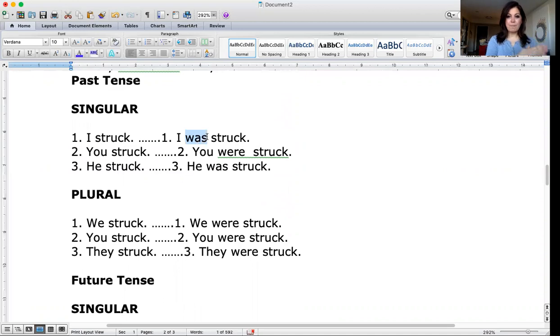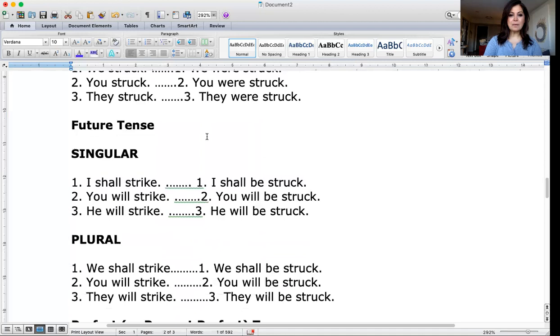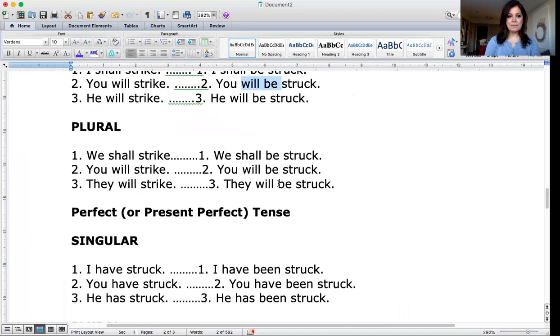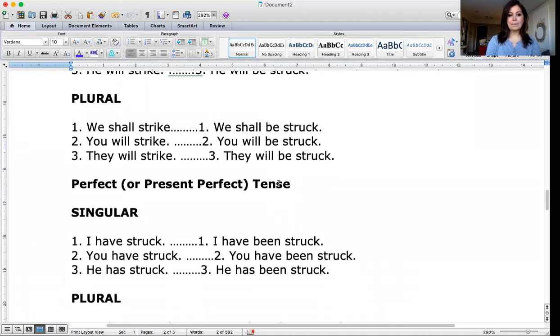If you have verb be in the past, that is past passive. If you have verb be in the future, for example, you will strike, which happens in the future, future passive would be you will be struck. So pay attention to the verb be structure. Any tense that you want to change, you must change the verb be before anything else. It happens in a plural form as well, and in the perfect tenses.